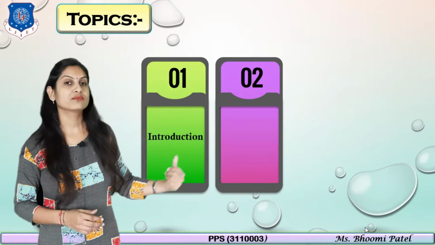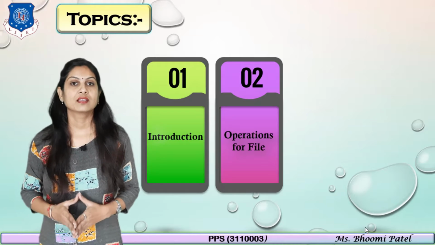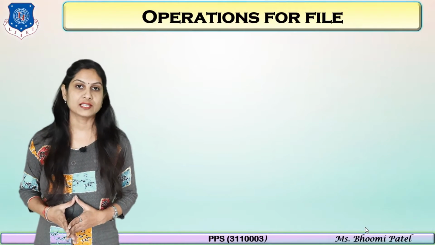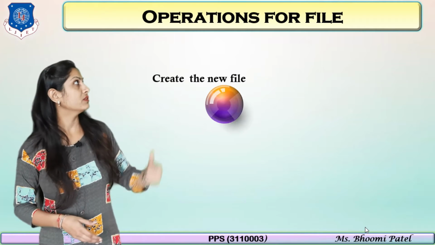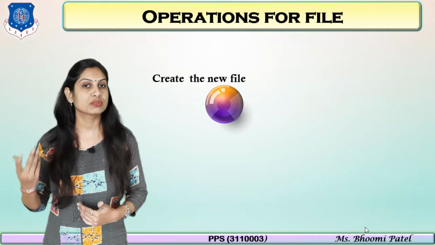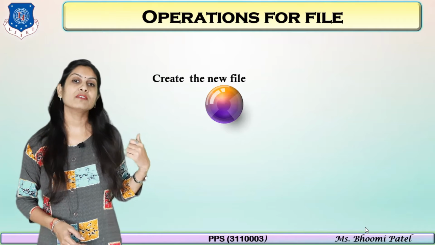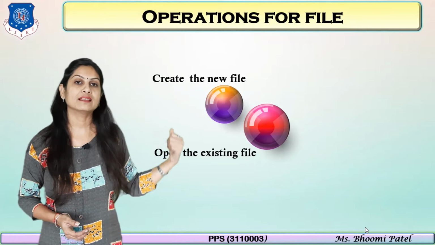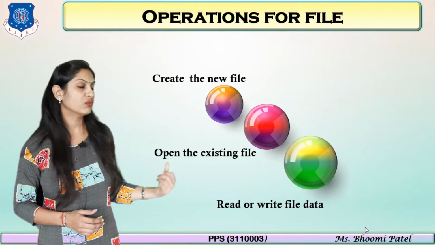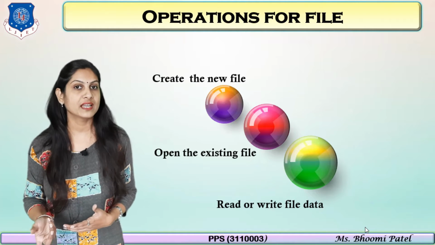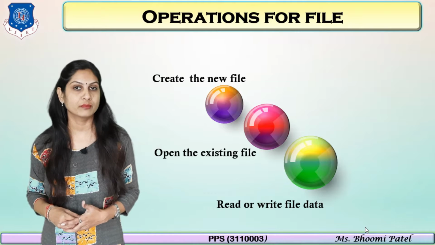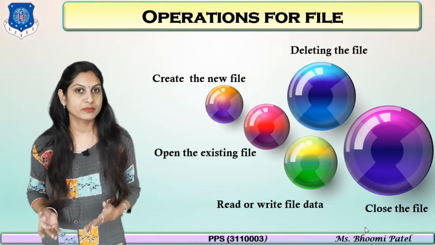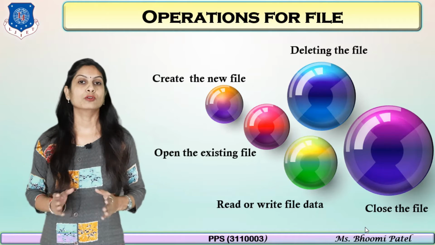Now moving on to the second topic, that is the operations which we can perform on text files and binary files. The very first is that we have to create the file. If the file is already created, then you can open the existing file. Third, you can write data in it or read data from the file. Next, fourth is delete the data from the file, and the last is close the file.